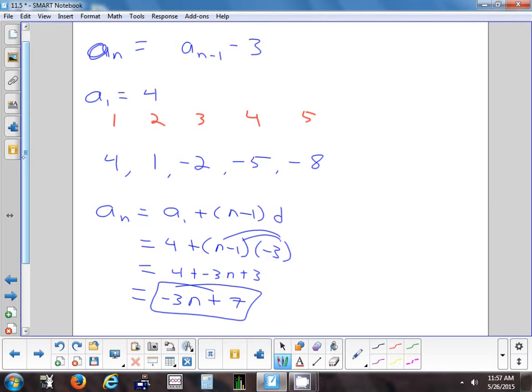Let's check and see if it works. So 2 times negative 3 is negative 6, plus 7 is 1. Yeah. 4 times negative 3 is negative 12, plus 7 is negative 5. Okay, so it looks like this is the formula that would work. Okay, I'm going to leave that for you to finish proving inductively.